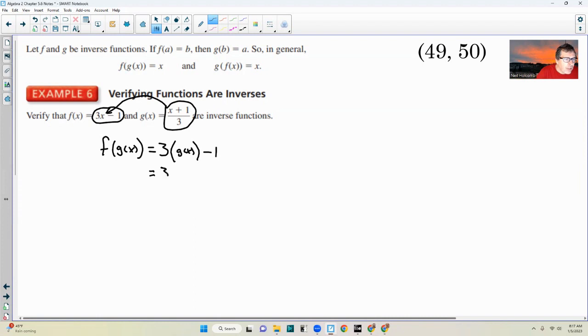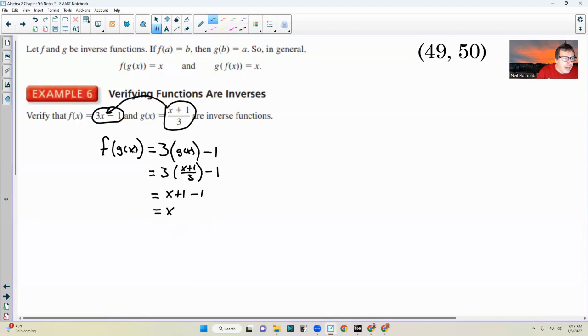And then we're going to replace g of x with what it's equal to. So g of x is (x plus 1) divided by 3. So I'm going to put that in place, and minus 1. Okay? So the 3 and the 3 will cancel. And then when I simplify that, I get x plus 1. And then this minus 1 out here. And 1 minus 1 is 0. So I get x plus 0, or simply x.